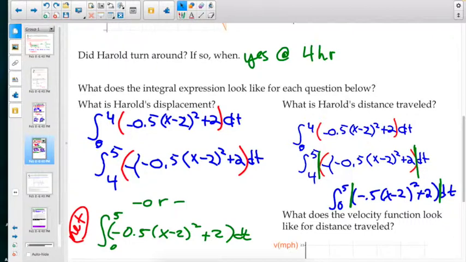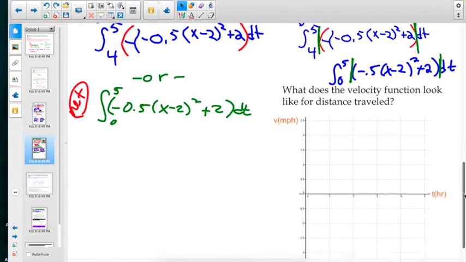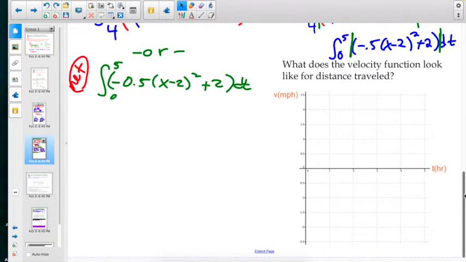So long story short, if I want displacement, and if I want distance traveled, what do I need to have with my distance traveled? Absolute value, exactly. So anytime you see a distance traveled problem, you're going to take the absolute value of the function. Just take a second with your table, and I would like you to graph the distance traveled function.